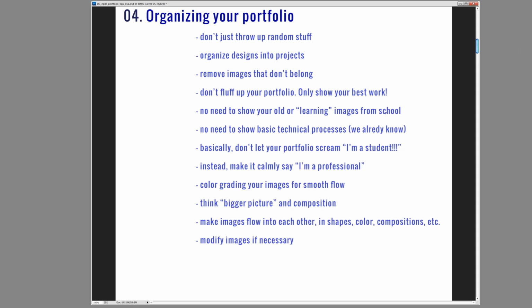But anyways, yes, you don't need to show us basic school techniques. Like, this is a warm and cool painting. Yes, we know that. Oh, this is a complementary color painting. Okay, yes, we know that too. So just show us the final result, but of course show us the thinking behind it, not the process.